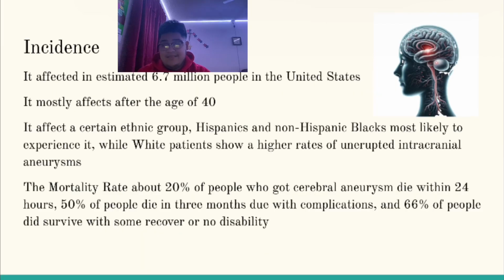It affects an estimated 6.7 million people in the United States, mostly after the age of 40. Certain ethnic groups, Hispanics and non-Hispanic Blacks, are most likely to experience it, while white patients show a higher rate of unruptured aneurysm. About 20% of people who get a cerebral aneurysm die within 24 hours, 50% die within 3 months due to complications, and 66% survive with some recovery or no disability.